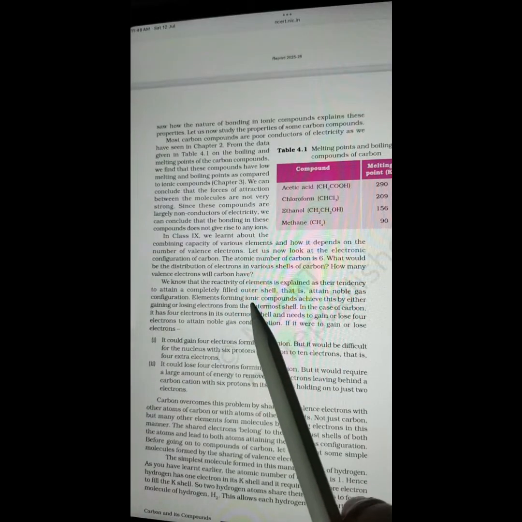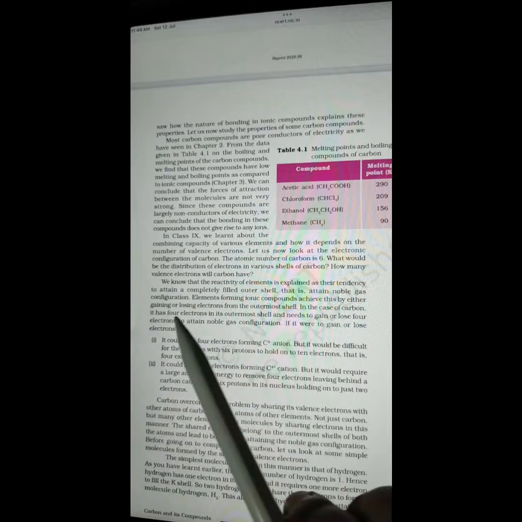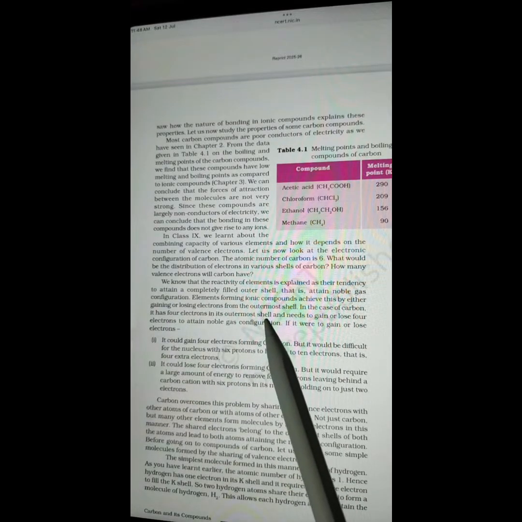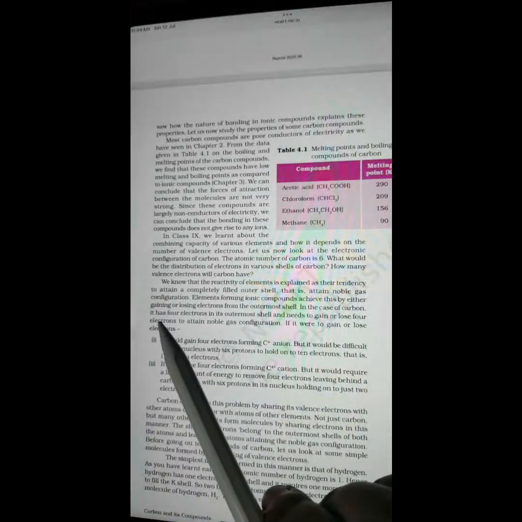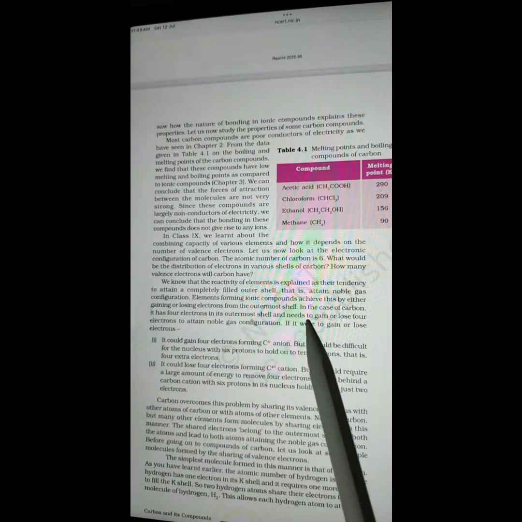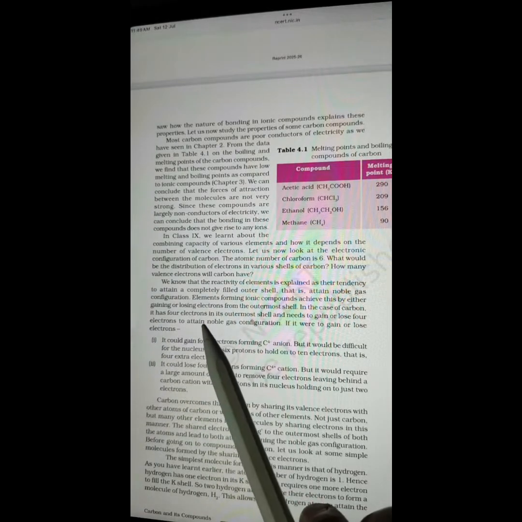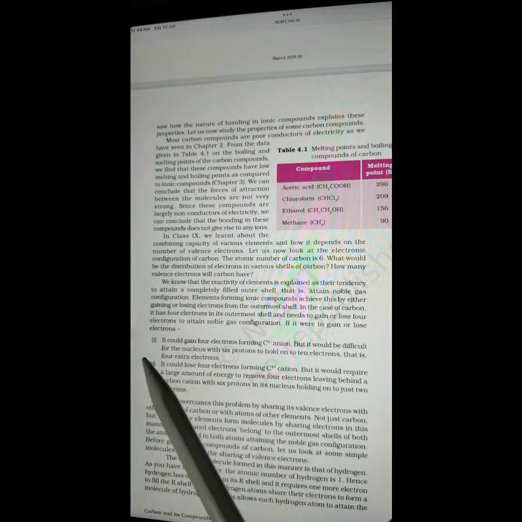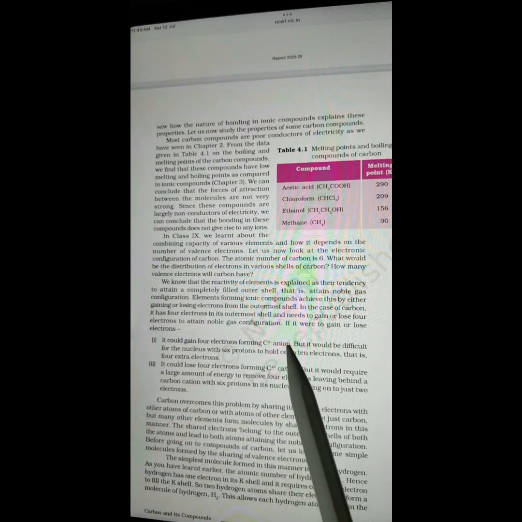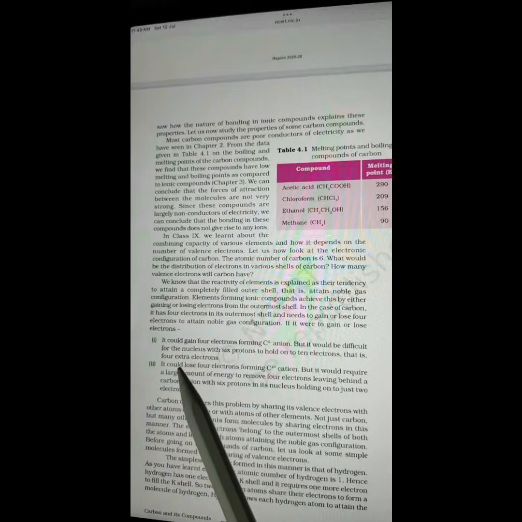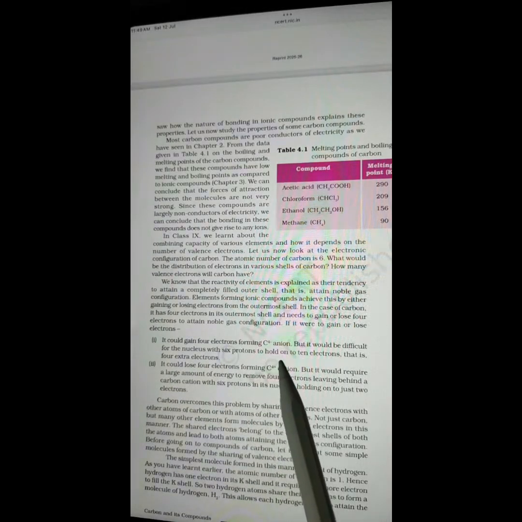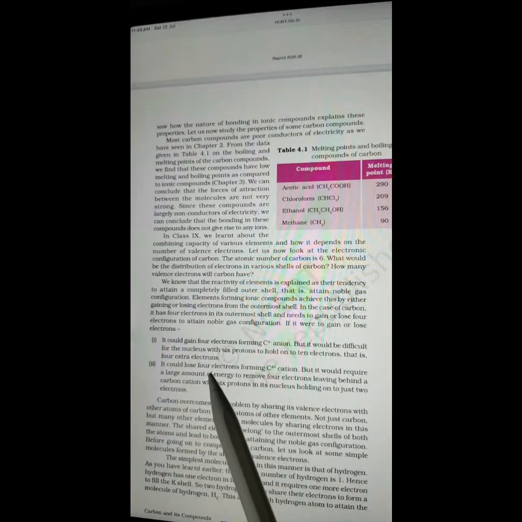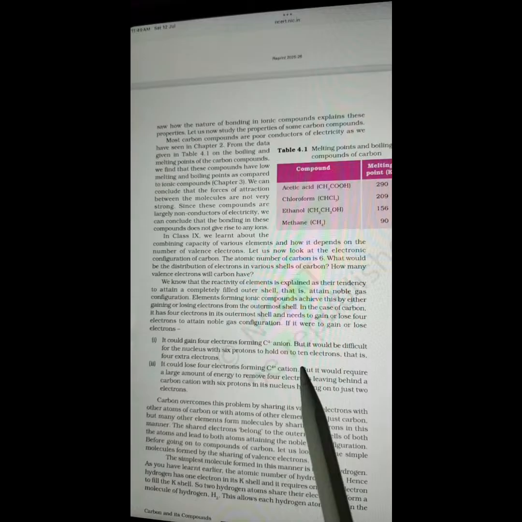We know that the reactivity of elements is explained as their tendency to attain a completely filled outer shell, that is, attain noble gas configuration. Elements forming ionic compounds achieve this by either gaining or losing electrons from the outermost shell. In the case of carbon, it has 4 electrons in the outermost shell and needs to gain or lose 4 electrons to attain noble gas configuration. If it were to gain electrons, it could gain 4 electrons, forming C4- anion, but it would be difficult for the nucleus with 6 protons to hold on to 10 electrons, that is 4 extra electrons.